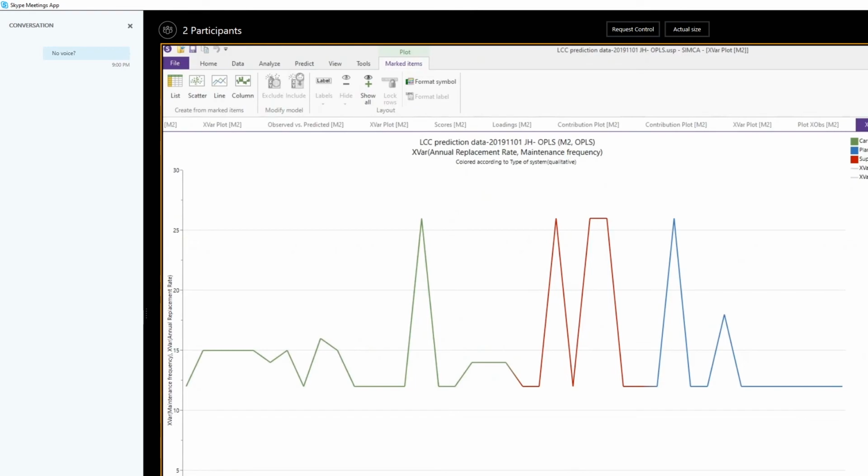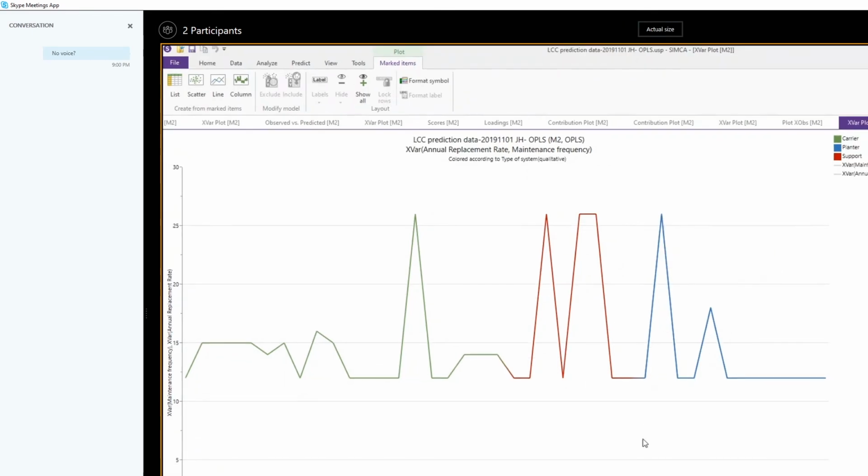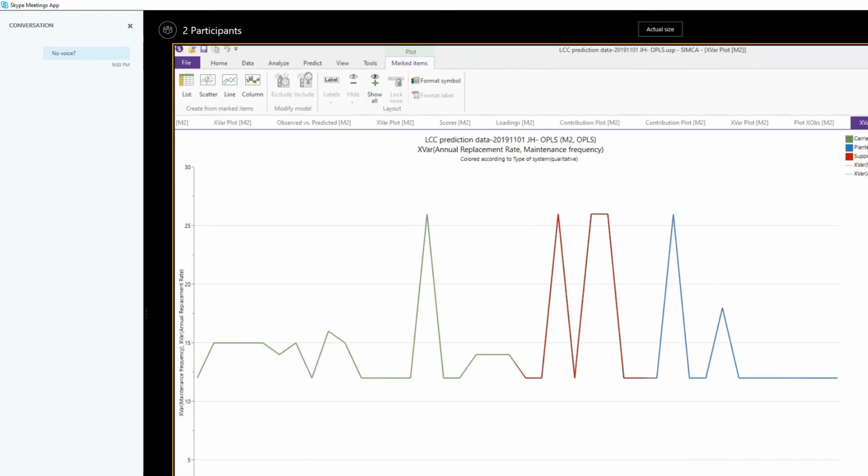Okay. So for example, if you look at both of these things here, now that one's quite interesting. The replacement rate is really low for that one, and yet the maintenance frequency was really high. So maybe there's something in that.